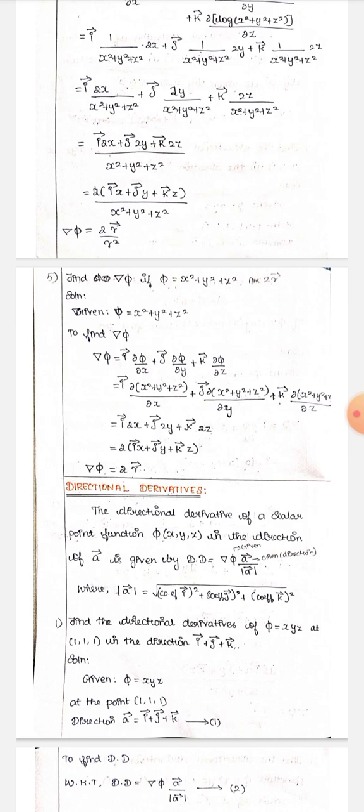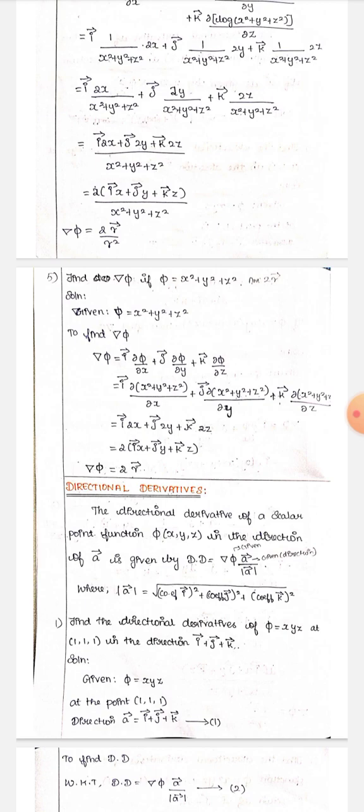The first term, differentiating with respect to x. The second term, differentiating with respect to y. The third term, differentiating with respect to z. So differentiating with respect to x, the derivative of x square is 2x. The derivative of y square is 2y. Then the derivative of z square is 2z. So that gives i vector of 2x plus j vector of 2y plus k vector of 2z.